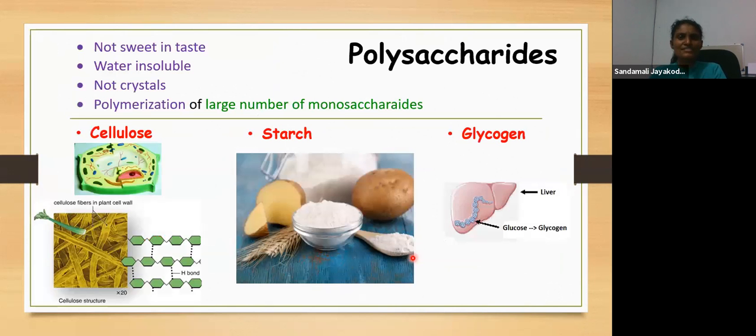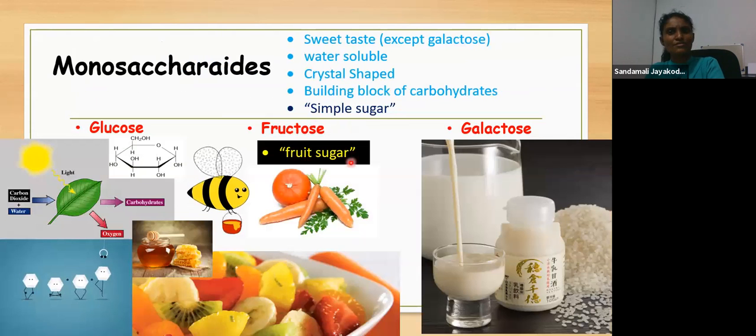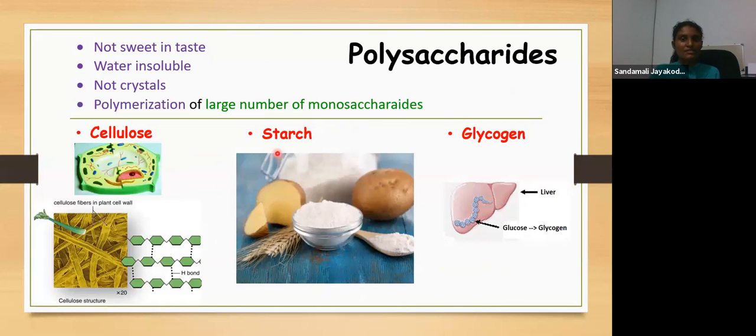And then we are moving to the polysaccharides. This is something different from the other two groups of carbohydrate because they are not sweet in taste. The most common example we can take is starch, that is maybe wheat flour or corn flour. They are not sweet in taste. And they are not water soluble. When we dissolve it, it settles to the bottom. It is not dissolving.